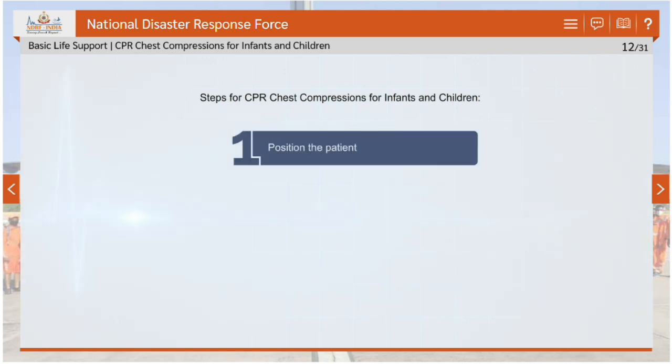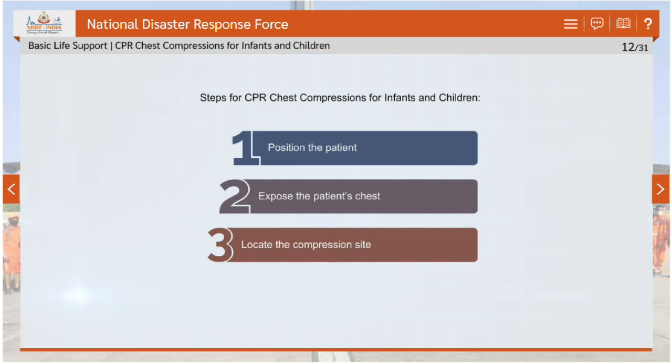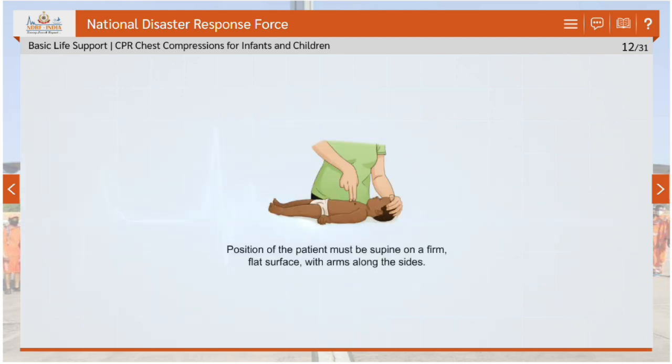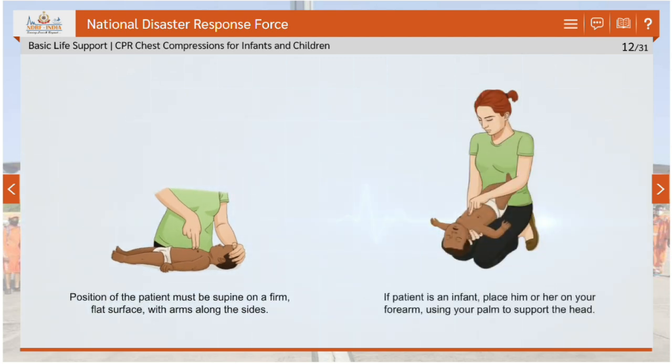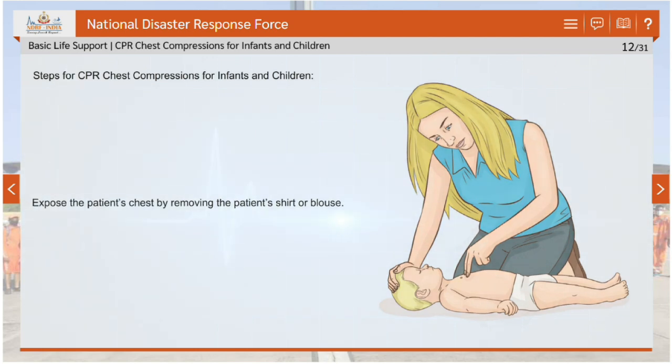Let us see the steps for CPR chest compressions for infants and children. They are: position the patient, expose the patient's chest, locate the compression site, and perform chest compressions. Let us see each step in detail. Position of the patient must be supine on a firm, flat surface, with arms along the sides. If patient is an infant, place him or her on your forearm, using your palm to support the head. Expose the patient's chest by removing the patient's shirt or blouse.